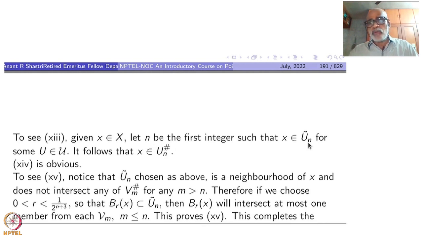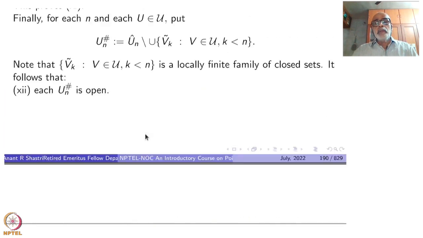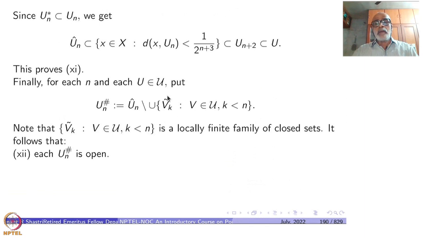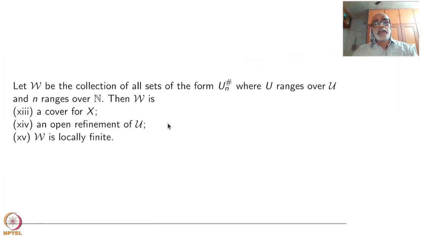Okay, once it's in some U, there will be some n for which it belongs to. So let's take x belonging to the first Un twiddle for some U. It follows that it is not occurring here at all, right? Because for all the V's before that, with k less than n, I have taken them, but n is the first one to which it belongs. It will not be inside some other Uk with k less than n. So this part is not there, so it must be inside Un check. Once it is here, it will be inside Un check. So that is the trick here.